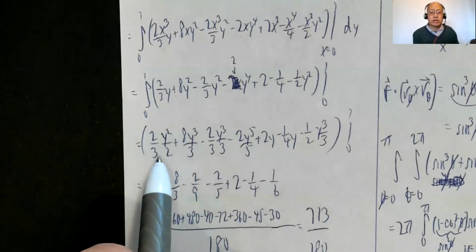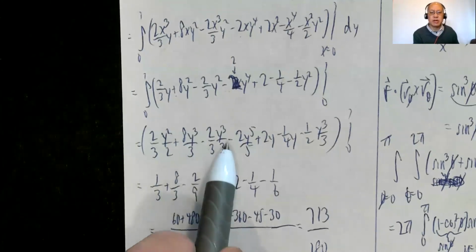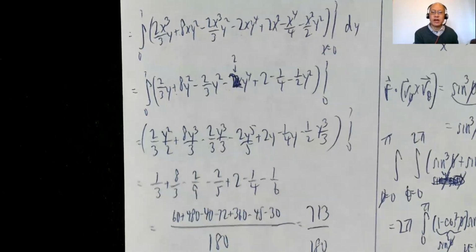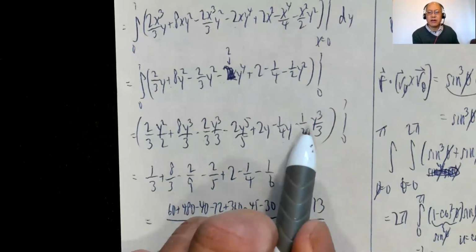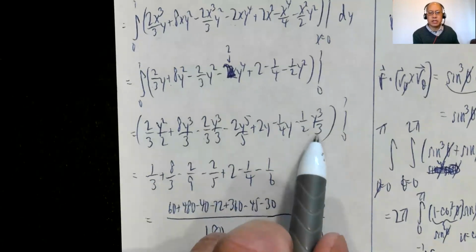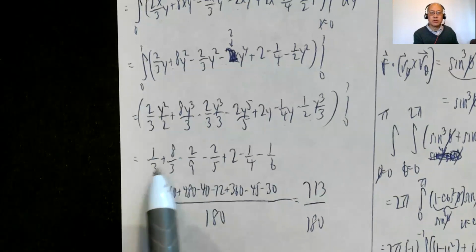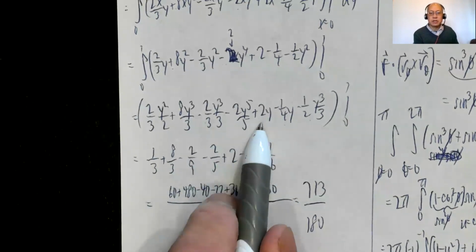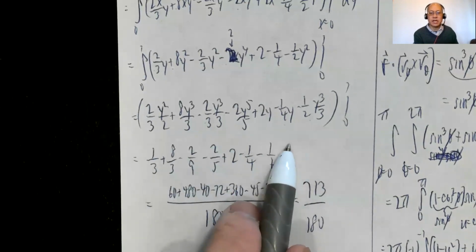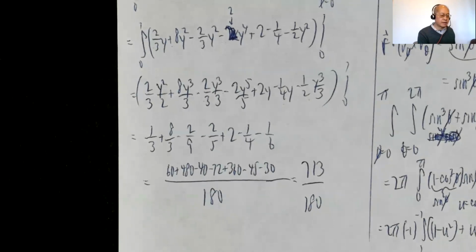All right, so 2/3 y squared over 2, 8y cubed over 3 minus 2/3 y cubed over 3 minus 2y to the 5th over 5 plus 2y minus 1/4 y minus 1/2 y cubed over 3. Plug in 0, you get 0. Plug in 1, you get 1/3 plus 8/3 minus 2/9 minus 2/5 plus 2 minus 1/4 minus 1/6. Heavy duty arithmetic, 713 over 180.